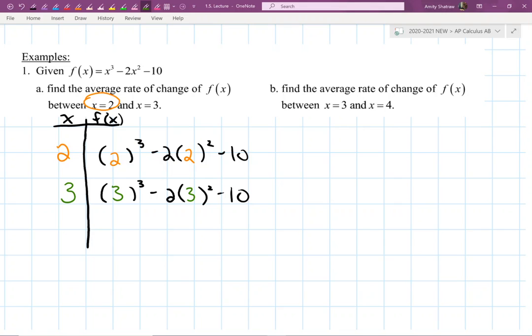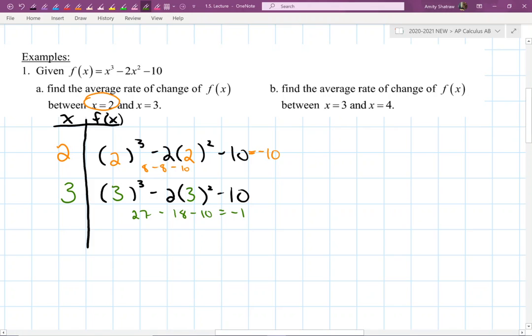Now here I'm going to say 2 cubed is 8. 2 times 2 times 2 is also 8, only it's negative. And then there's a minus 10. So this ends up being negative 10. The second one here, I'm going to have a 27, and I'm going to subtract 18, because 3 squared is 9 times 2 is 18. And then I'm going to subtract 10.